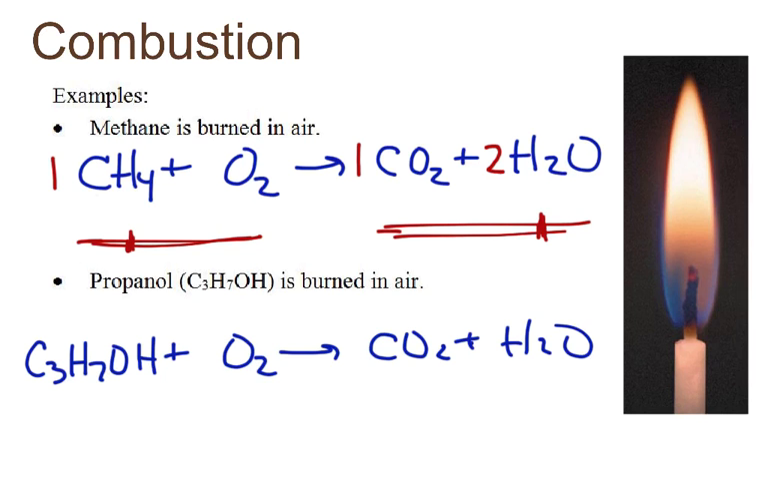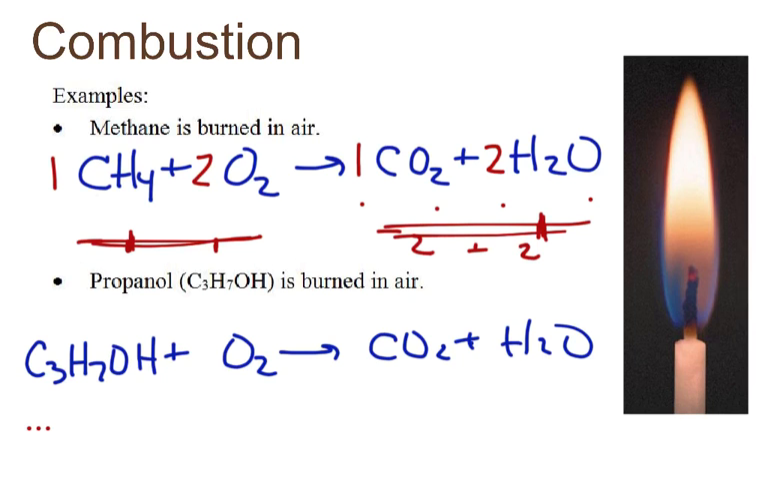Finally, we need to do our oxygens, and we can see we have 1 times 2, so that's 2 oxygens. And 2 times 1, here's 2 more oxygens. So we have 4 oxygens as products, so we say 2 O2s to get 4 oxygens as our reactants. And that's a balanced combustion equation. We'll do the same thing again.